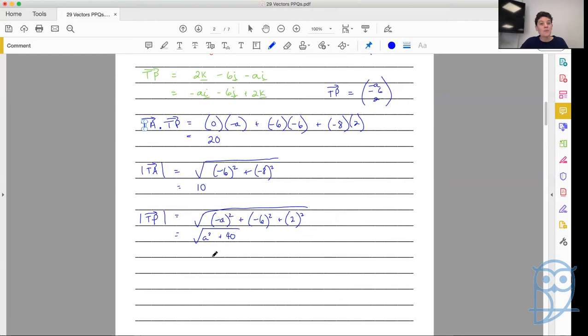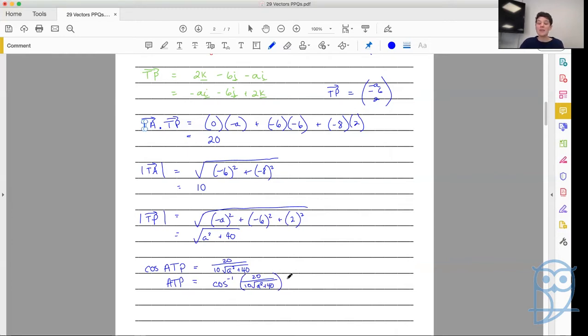So now we know about all the elements that we need to do cos ATP. Cos ATP, all the biologists are sitting giggling. Okay, cos of ATP is dot product over moduli. So 10 square root a squared plus 40, no lazy square root lines, no lazy fraction lines. So then we know that ATP equals cos to the minus 1 of 20 over 10 root a squared plus 40.